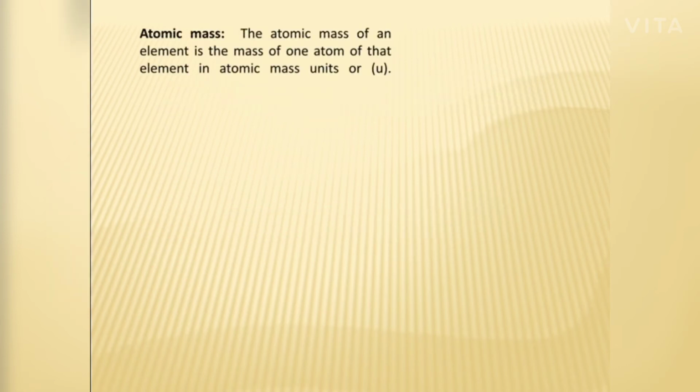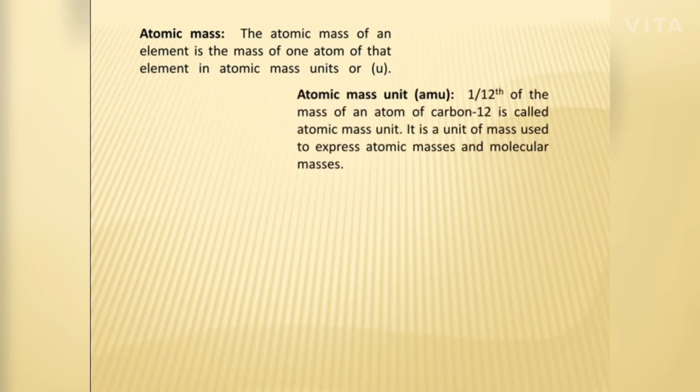Next term, atomic mass. The atomic mass of an element is the mass of one atom of that element in atomic mass unit. Atomic mass unit means 1/12th of the mass of an atom of carbon-12. It is a unit of mass used to express atomic masses and molecular masses.